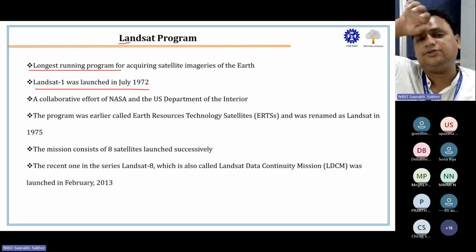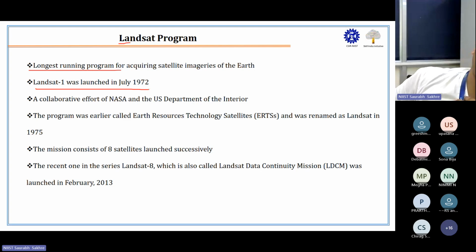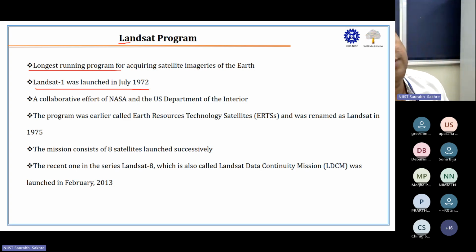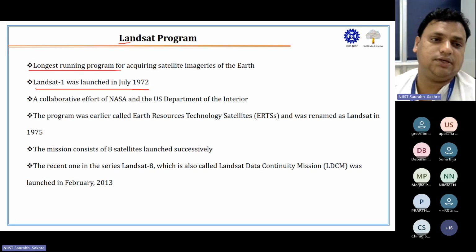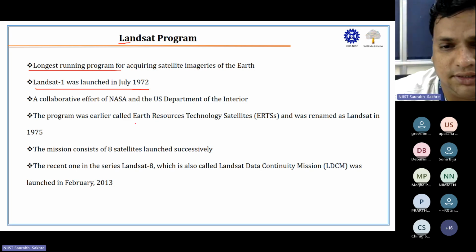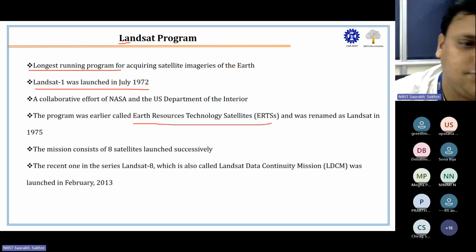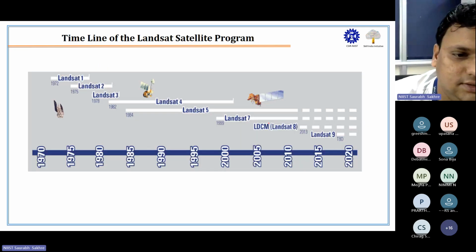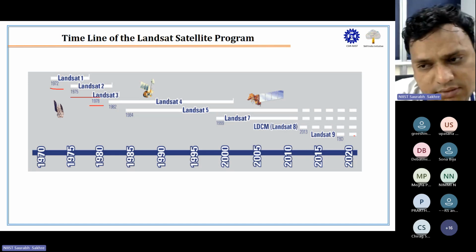One case study I'll be showing you on the fourth day, that is day after tomorrow. There you will see how we have taken one satellite image of 1972 and how it works. Earlier it was known as Earth Resource Technology Satellites, and now it is named Landsat. So this is the timeline of the different satellites: Landsat 1 in 1972, Landsat 2 in 1975, Landsat 3 in 1978, and so on.